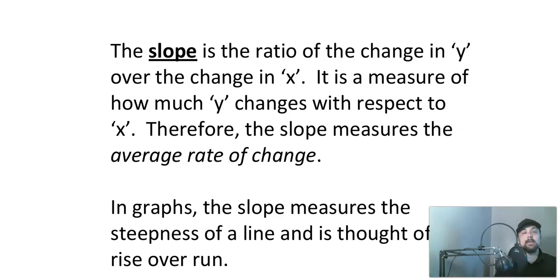More technically speaking, the slope is the ratio of the change in y over the change in x. We just talked about how when x changes by a fixed amount, y changes by a fixed amount. If we take those fixed amounts and take a ratio of the change in the y variable on top, the change in the x variable on the bottom, a ratio just means it's a fraction. That is a measure of the slope of the line. It is a measure of how much y changes with respect to x. Therefore, the slope measures the average rate of change.